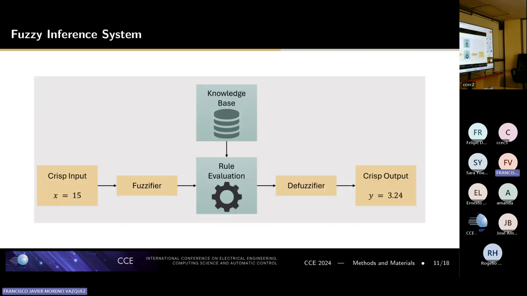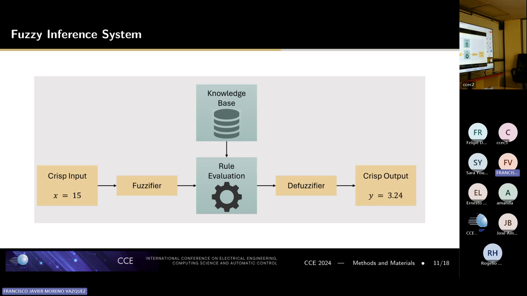And the core item here in the research is the fuzzy inference system. This kind of system takes an input like a number, and through a fuzzification process done by a fuzzifier that takes the membership function, we choose through a knowledge base and a rule evaluation engine that is an if-then rule we're going to see later.